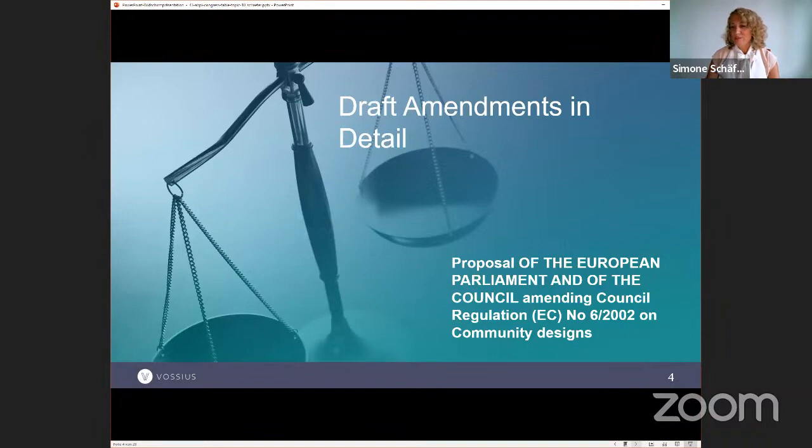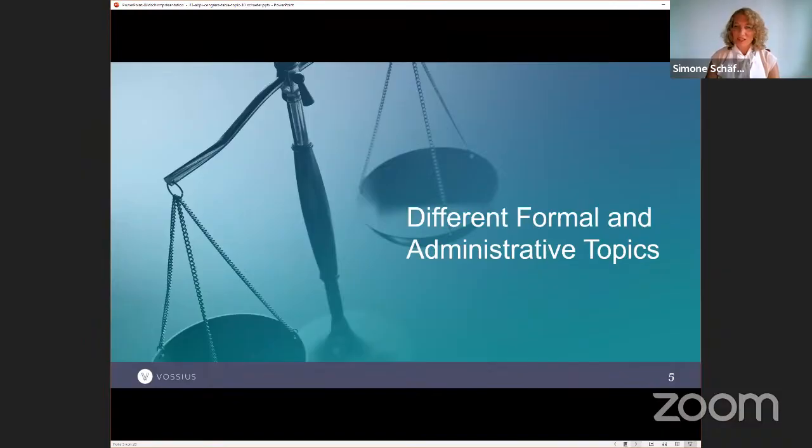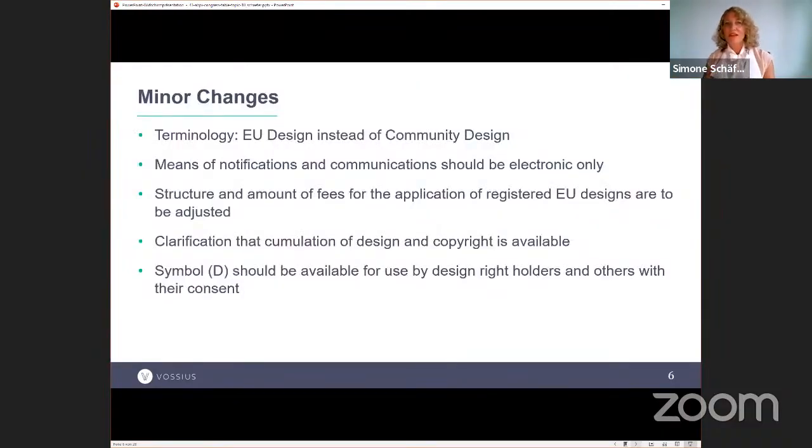So we are grooving in a little bit with the nice and tiny changes, easy to understand and still important. The terminology will change. In the close future, we call it EU design and not community design anymore. And further on, the electronic communication will be legally fixed. I would say about 95% are already electronic only, but this is going to be obligatory in the future.